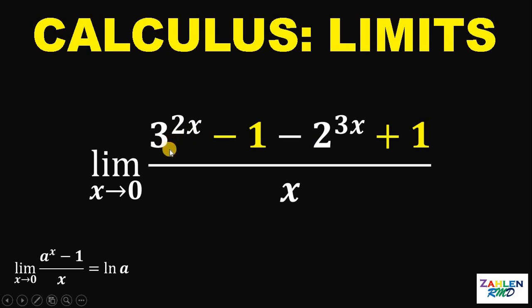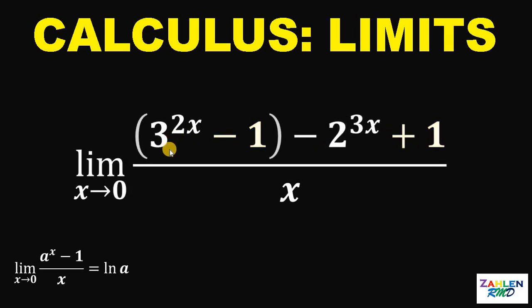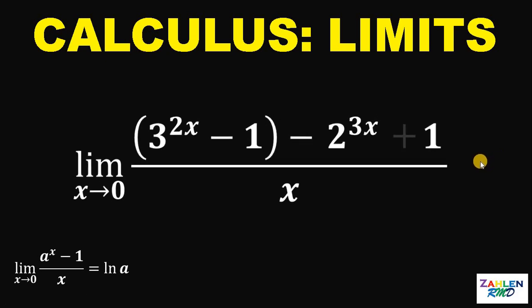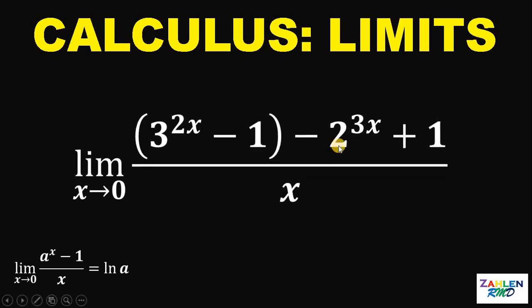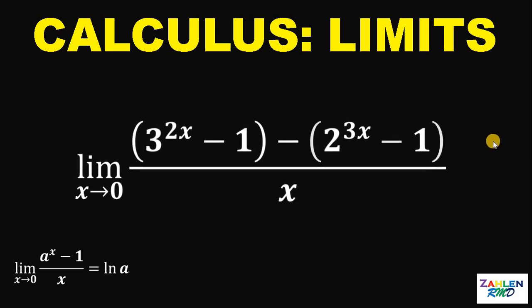Now, let's group this 3 raised to 2x minus 1. Also, these last two terms, let's factor out negative 1. So, this will give us negative of (2 raised to 3x minus 1). Now take note that if we distribute this negative sign, this will give us the original given, which is negative 2 raised to 3x plus 1. So again, let's factor out negative 1 like this. And then what we're going to do is to apply the property of similar fractions.